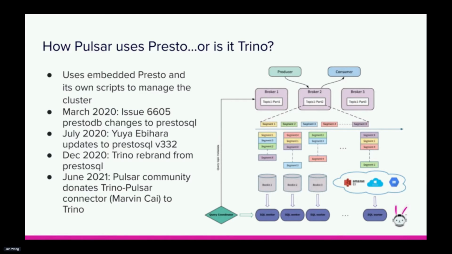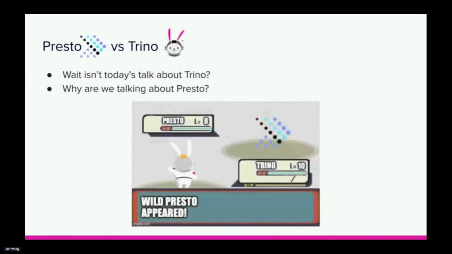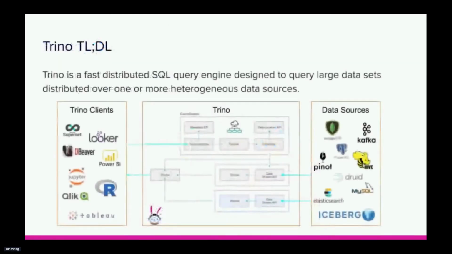So yeah, why don't we just go ahead and take a step back real fast. I've been using Presto and Trino pretty interchangeably, and I kind of explained why that is. But today's talk is about Trino. Why are we talking about Presto? So why don't we just go ahead real fast and take a quick overview at what is Trino, and basically what events unfolded to get us to where we are today, kind of talking about both Presto and Trino.